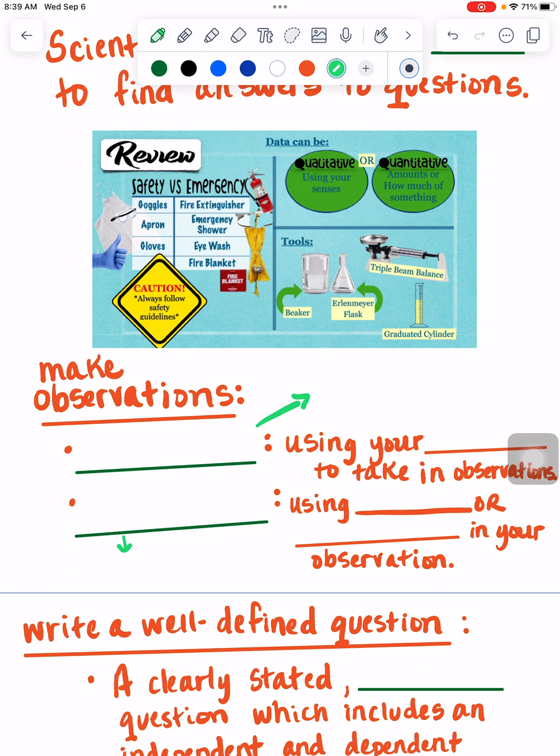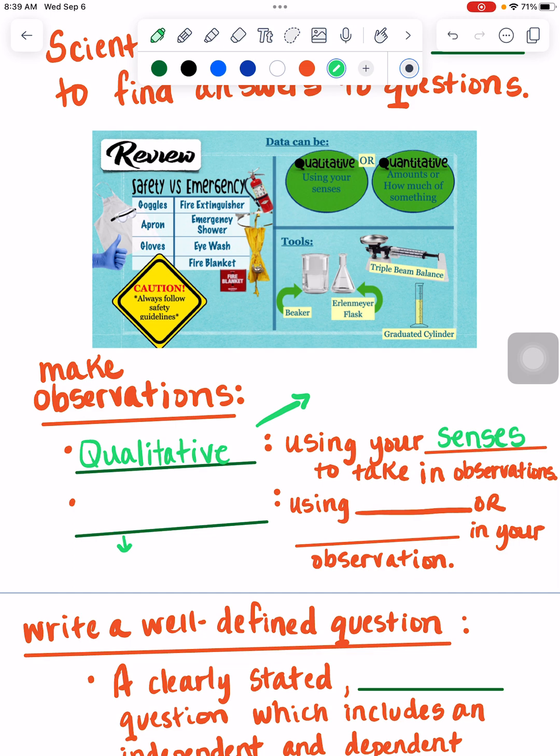These are our QU words, and the first one is qualitative, and I'm going to spell it, but it's also up here in this chart, in the green bubble. Qualitative. So qualitative means using your senses to take in your observations. Qualitative is using your senses.